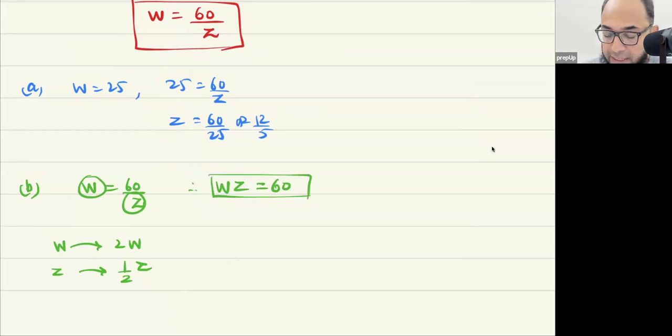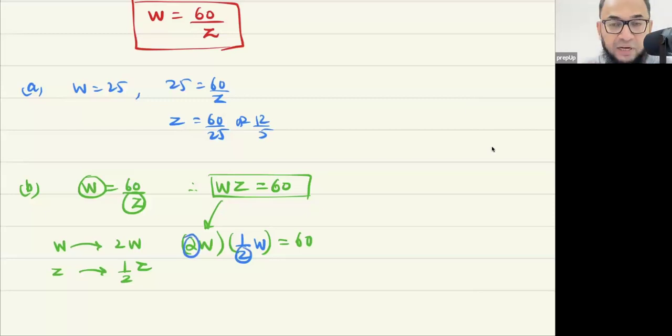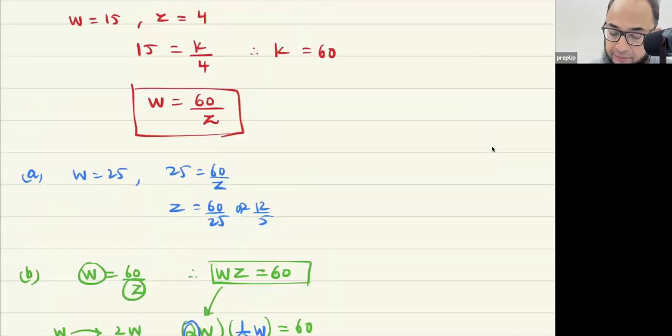Make sense? So if I write W as 2W, and this is unknown, and this is 60, if you want this to be the same, therefore this should be half. This 2 and this 2 should cancel out. If one quantity is doubled, the other one has to be halved. So the opposite of double is half. So that is why we get this.